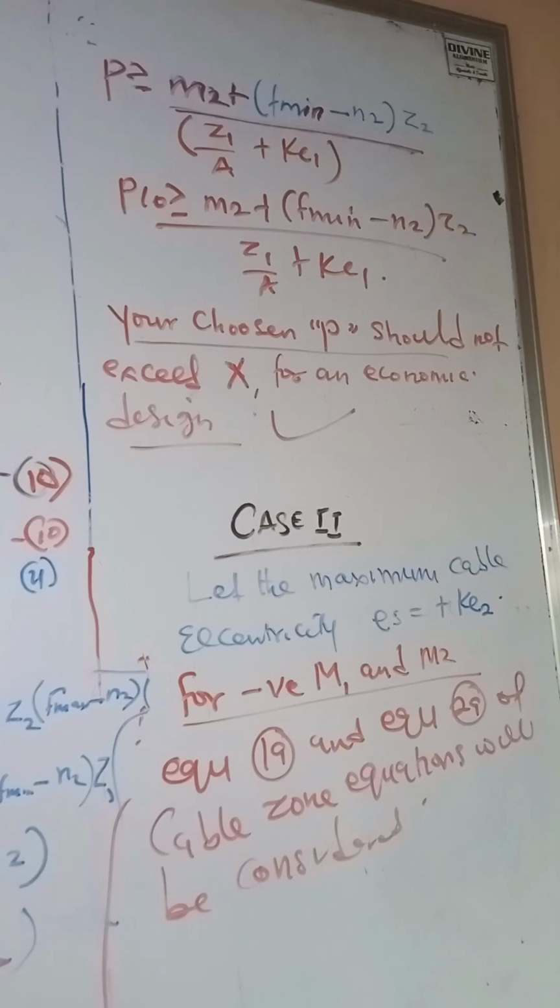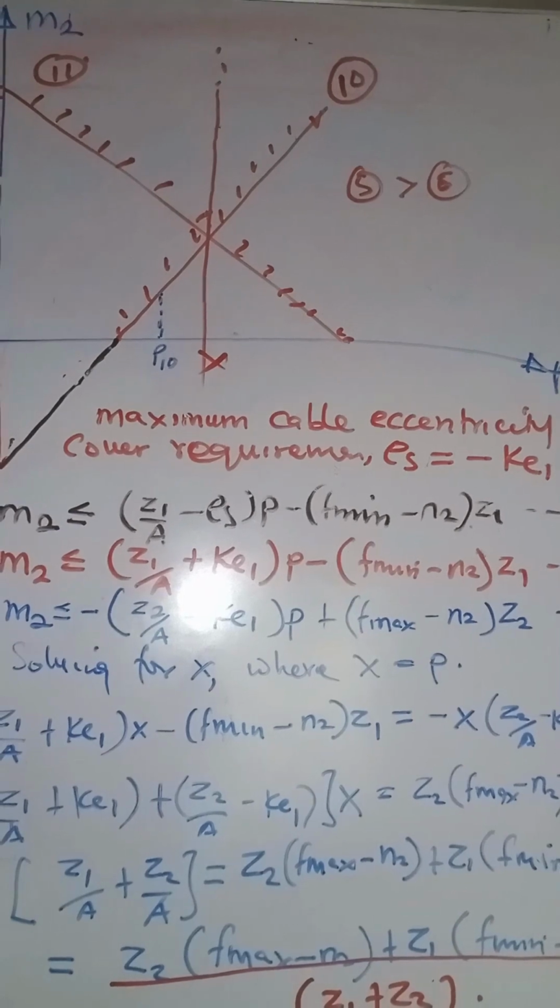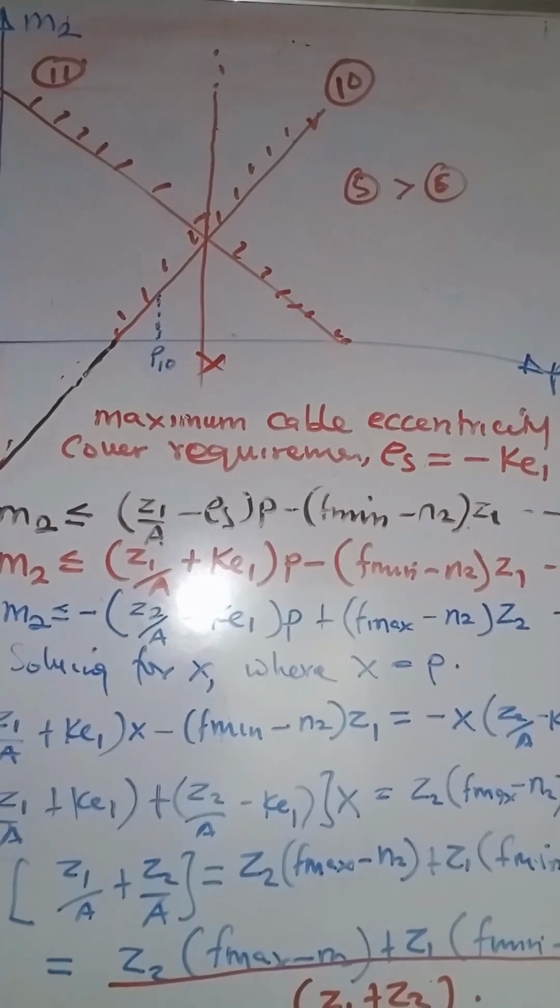Then we look for the limits. Take note that our equation 5 is greater than equation 6, like we said in a previous video. Whichever way you do it, whether equation 6 greater than 5, you still boil down to the same thing, so let's not bother ourselves with that. Let's go to case 2 and consider equation 1A and equation 2A.